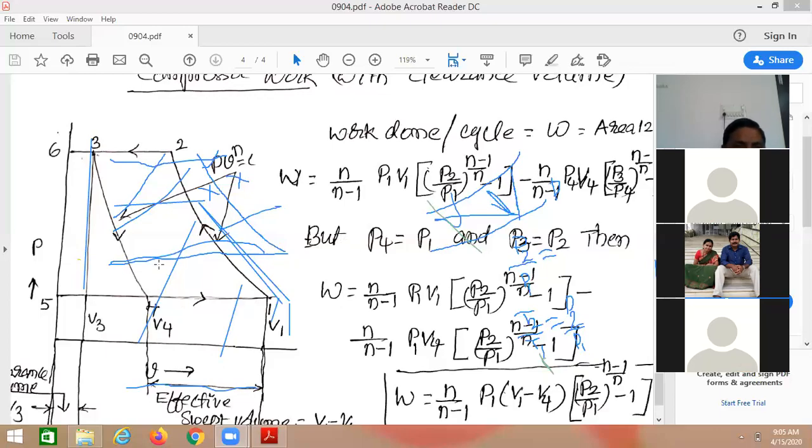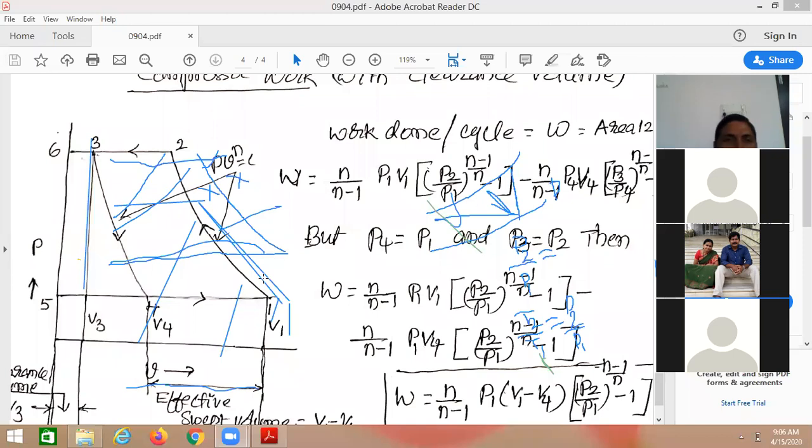You see here, now I can divide this cycle into two different cycles, like 5, 1, 2, 6. Can I consider that way? 5, 1, 2, 6 as one cycle, and from there what area I have to subtract? 4, 3, 6, 5, 4 area I have to subtract, so that I can get the area occupied by 1, 2, 3, 4.